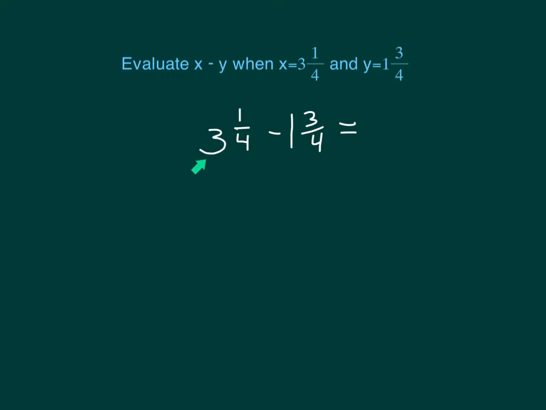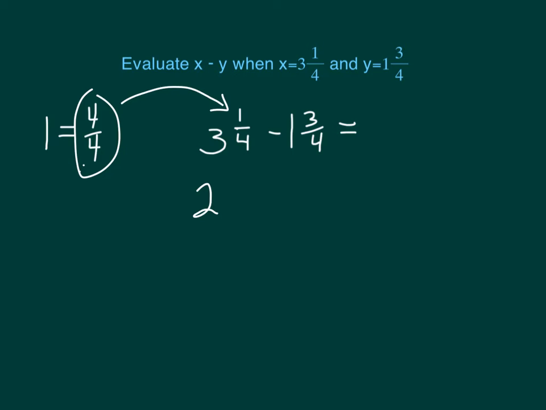So to do that, I can take one of the wholes away from these 3 wholes, and I'm going to change that whole into fourths so that I can add it in to this 1/4. So I know that 1 whole, if I change that to fourths, would be 4/4. So instead of having 3 wholes, I'm going to say let's have 2 wholes, and we're going to take that other whole, this 4/4, and we're going to put that in with the 1/4. So when I put 4/4 plus 1/4, I get 5/4. Okay, and now I'm going to take 1 3/4 away from that.